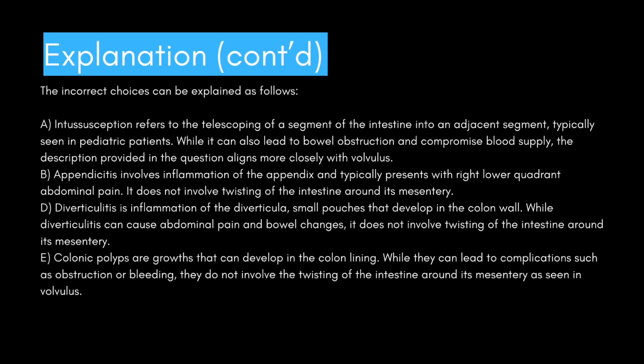Diverticulitis is an inflammation of the diverticula, small pouches that develop in the colon wall. While diverticulitis can cause abdominal pain and bowel changes, it does not involve twisting of the intestine around its mesentery. Colonic polyps are growths that can develop in the colon lining. While they can lead to complications such as obstruction or bleeding, they do not involve twisting of the intestine around its mesentery as seen in volvulus. Go ahead and move on to the next question.